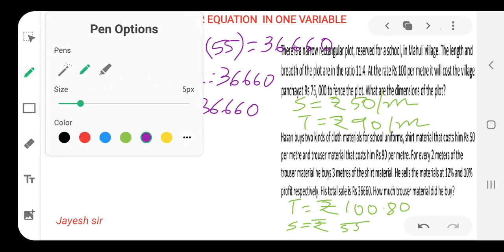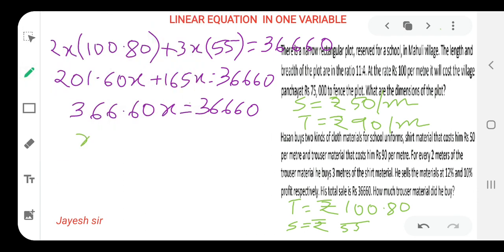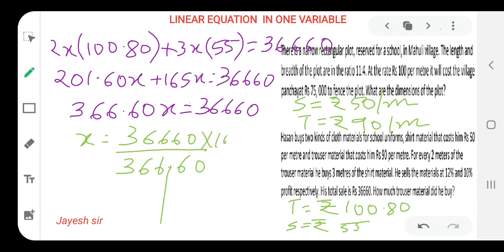as per the basic method we know, that is x equals 36660 upon 366.60. Here the point is after 2 digits, that means we can multiply it with 100 and remove the point over here. So we'll remove the point and multiply upstairs with the 100. So I multiply it with 100, so we can see same numbers cancel. So the value for x, what we have got, we have got the value for x as 100.